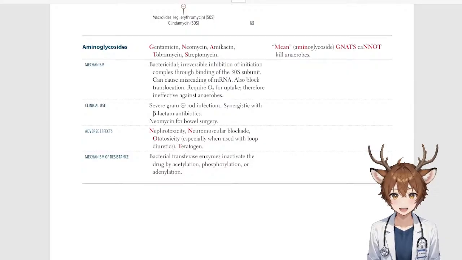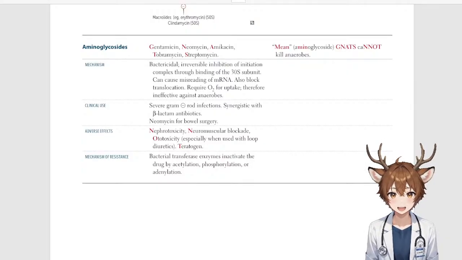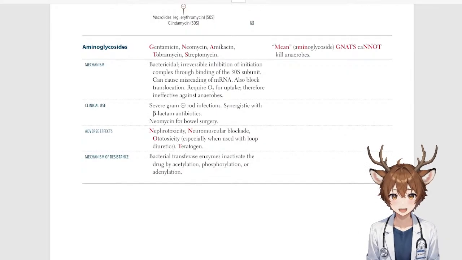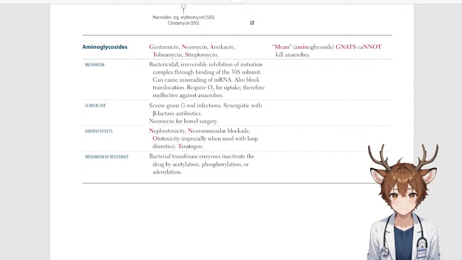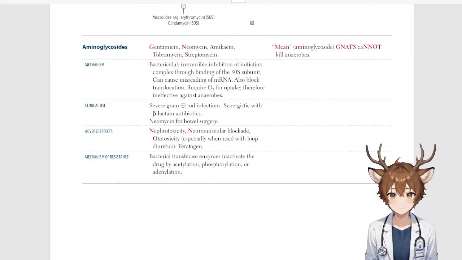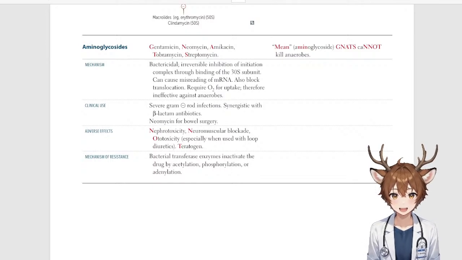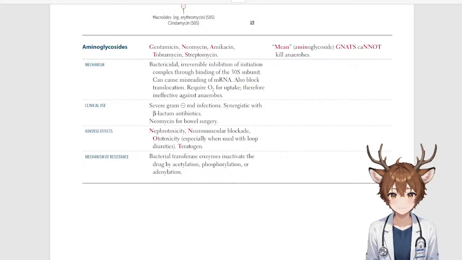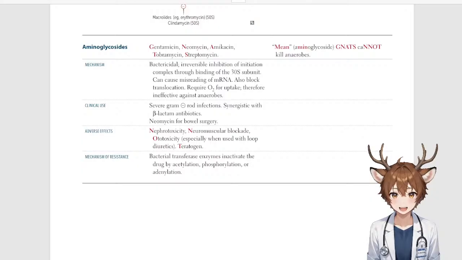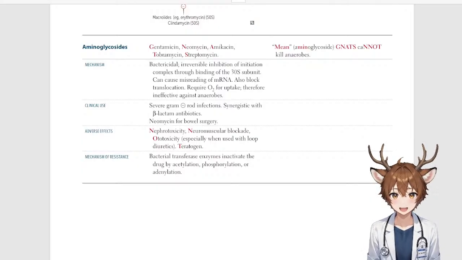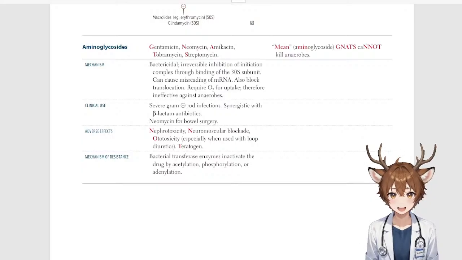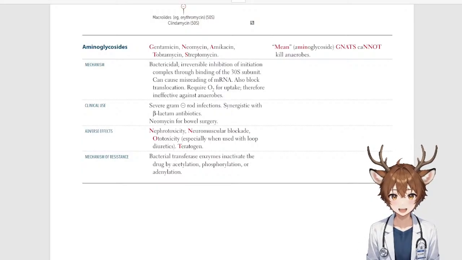Aminoglycosides: gentamicin, neomycin, amikacin, tobramycin, streptomycin. Mean aminoglycosides, "GNATS", cannot kill anaerobes. Mechanism: bactericidal, irreversible inhibition of the initiation complex through binding of the 30S subunit. It can cause misreading of mRNA, and also block the translocation. It requires O2 for uptake, therefore it is ineffective against anaerobes.